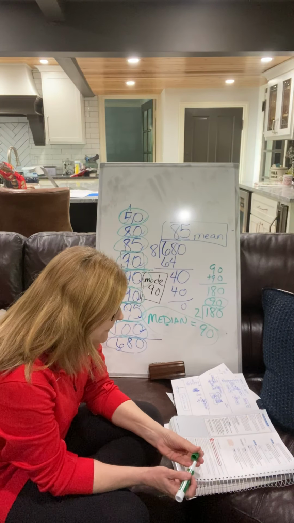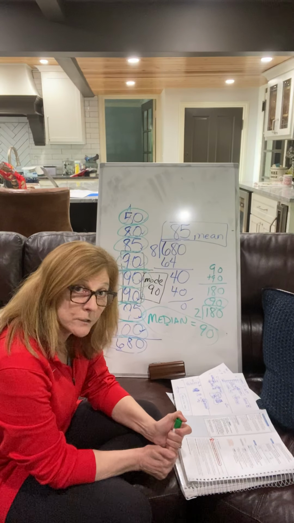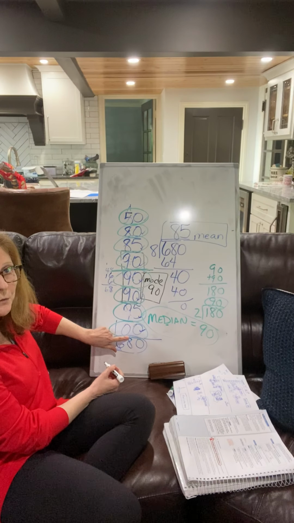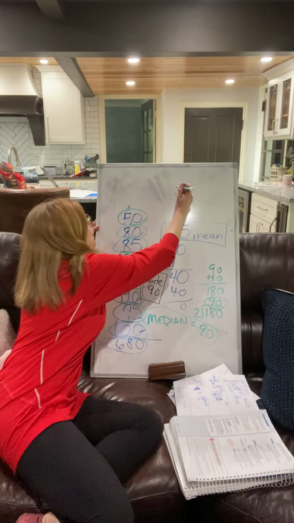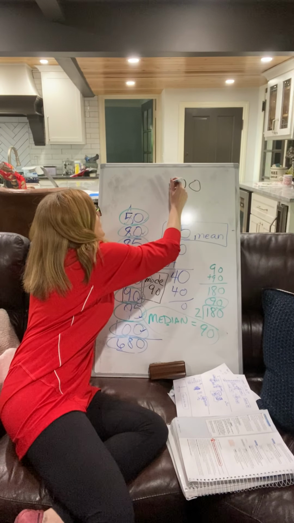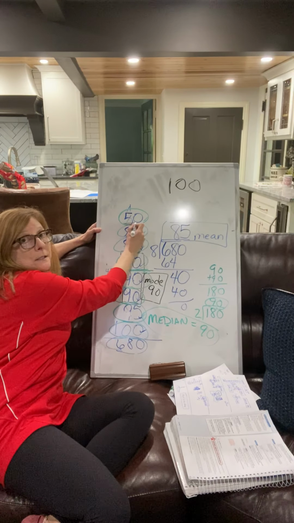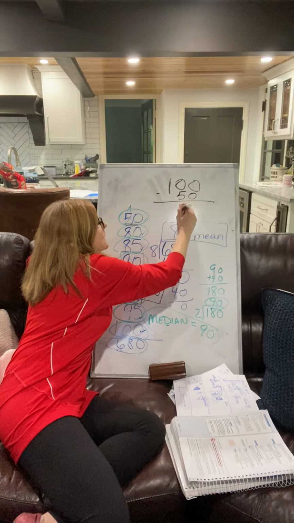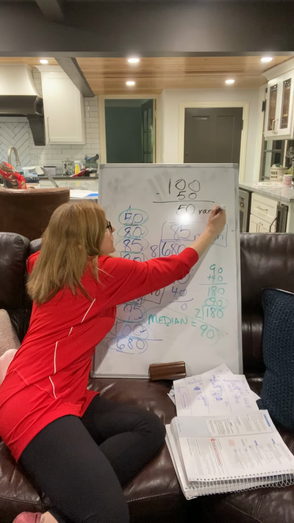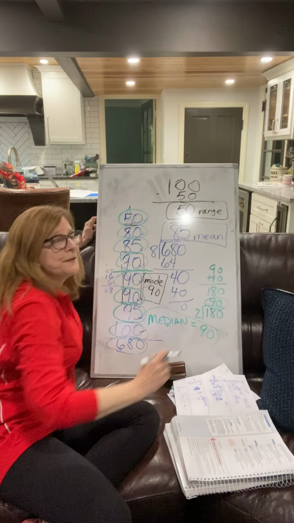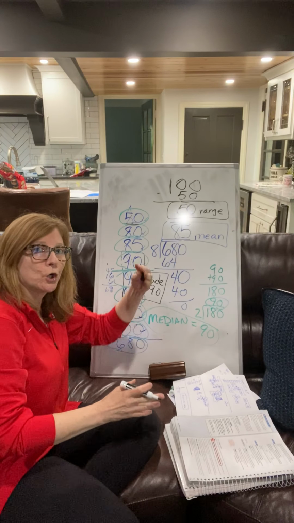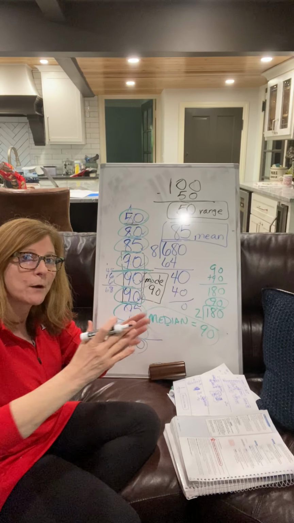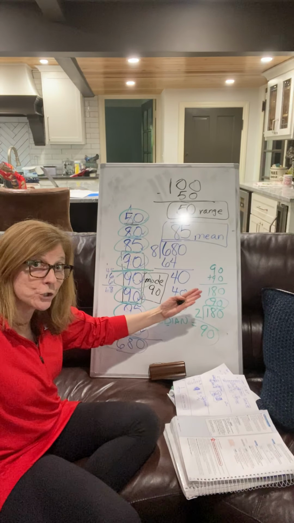So the only other thing that we have to find is the range. And to get the range, you take the biggest number, which is 100, was her biggest score, and subtract the smallest number, which is the 50. And that gives us 50. So the range is 50. There are 50 points between her lowest score of 50 and her highest score of 100. There are 50 points in that range. That's a big range, okay?